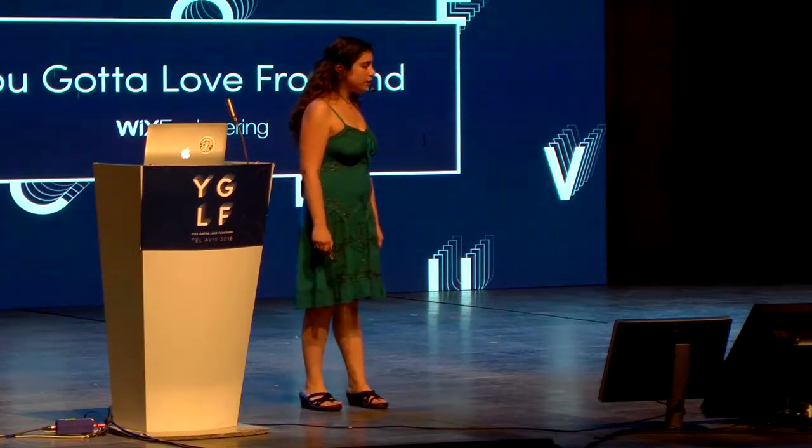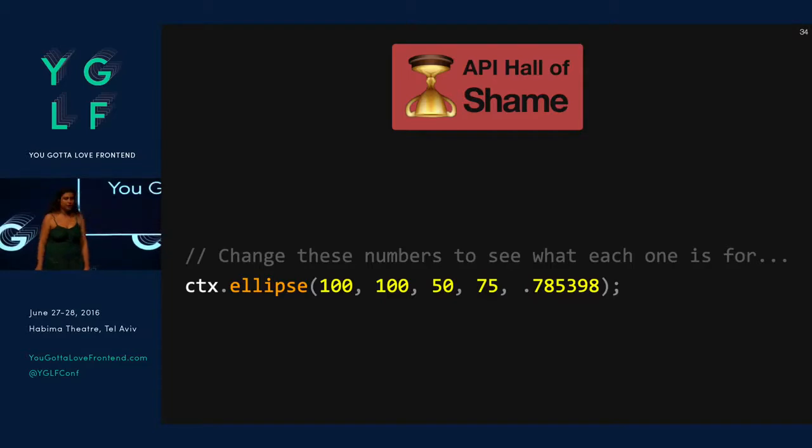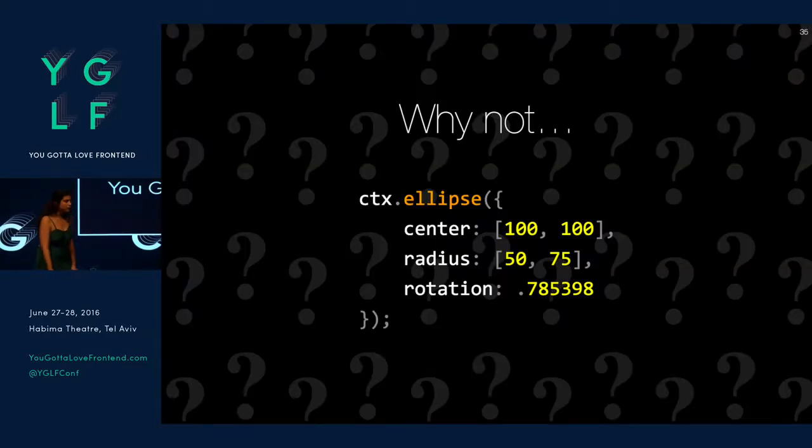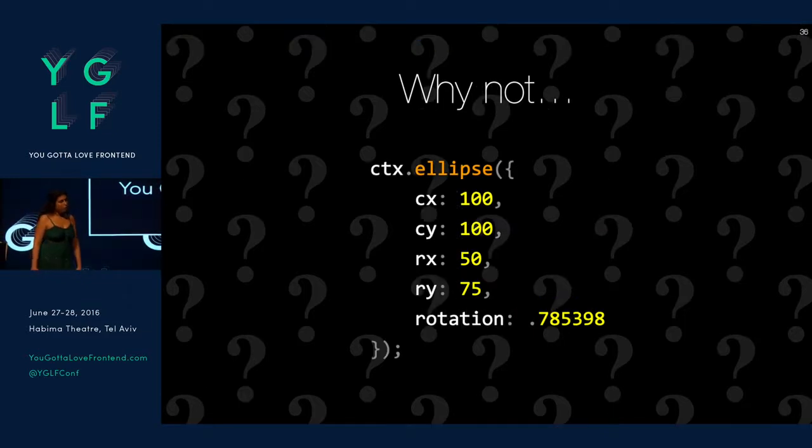Instead of having something like this with mystery numbers that I have to modify to see what they're for, why not have something like this? You can tell now what these numbers are for. The first two are for the center, then the radius, then the rotation. They're labeled now. Or if you want to go even further, you can label each individual one. So now you know which one is the X and which one's the Y, but you lose the grouping, so you have to read every individual one. But both of them are valid approaches.